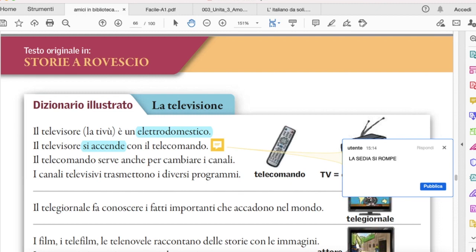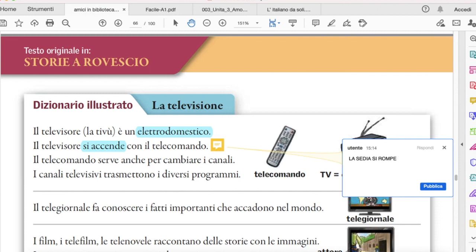Il telecomando, the remote, serve anche per cambiare i canali. Is useful also to change channels. I canali televisivi trasmettono, here in this sentence, broadcast, i diversi programmi, TV programs or TV shows. Il telegiornale fa conoscere i fatti importanti che accadono nel mondo.